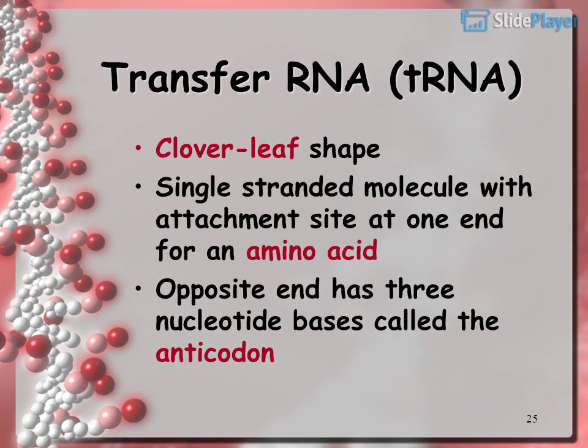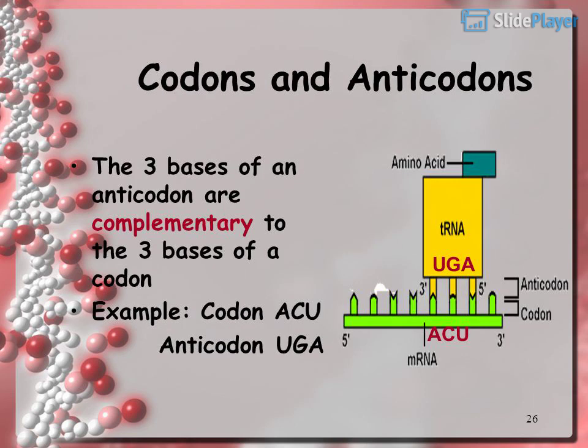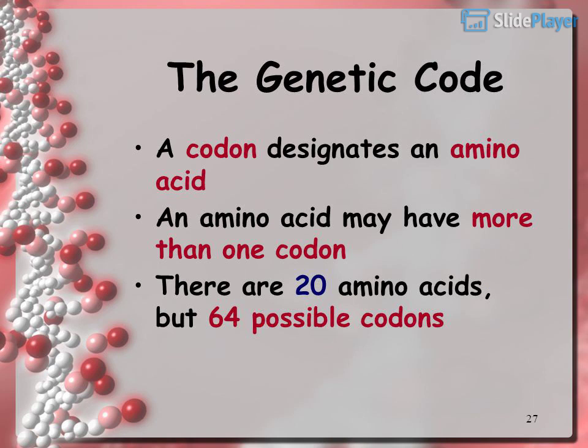Transfer RNA has a cloverleaf shape. It is a single-stranded molecule with an attachment site at one end for an amino acid. The opposite end has 3 nucleotide bases called the anticodon. Codons and anticodons: the 3 bases of an anticodon are complementary to the 3 bases of a codon. Example: codon ACU, anticodon UGA.